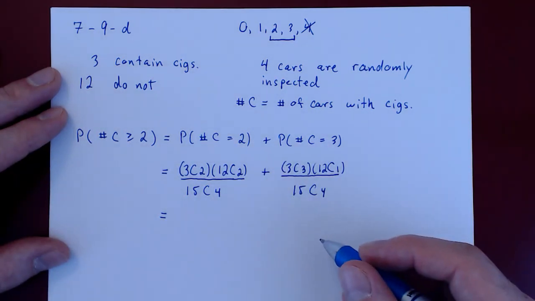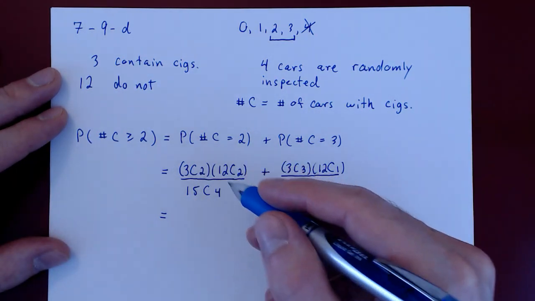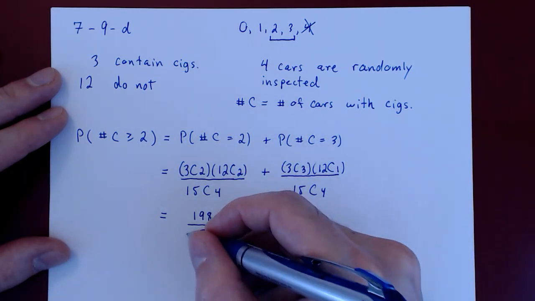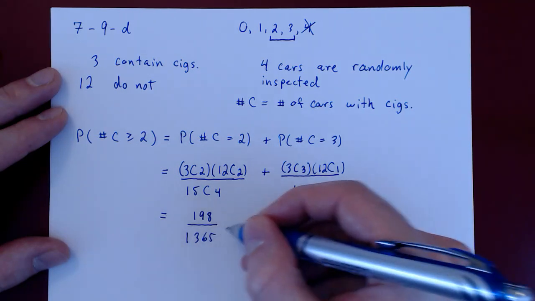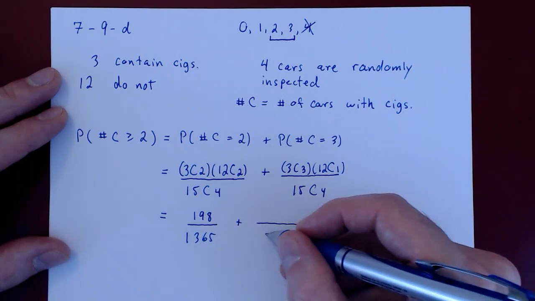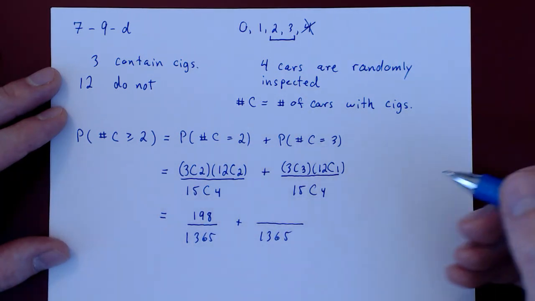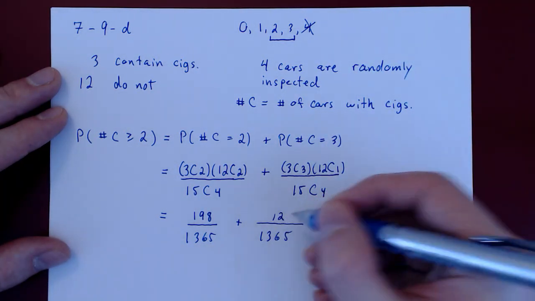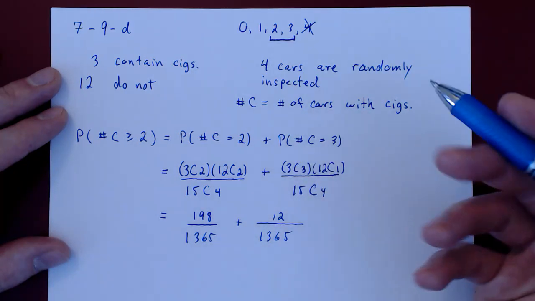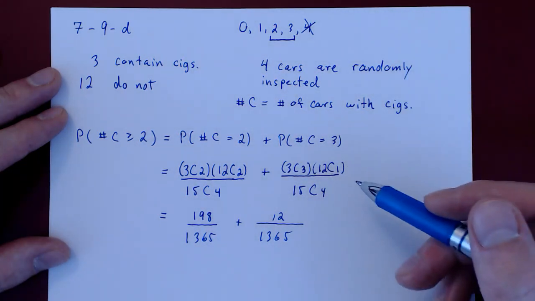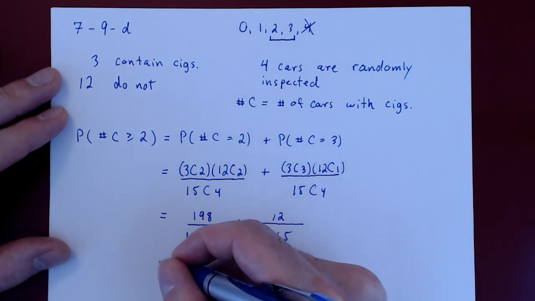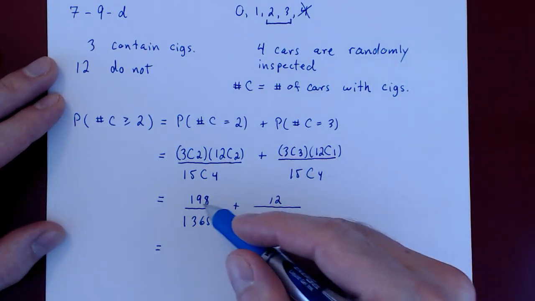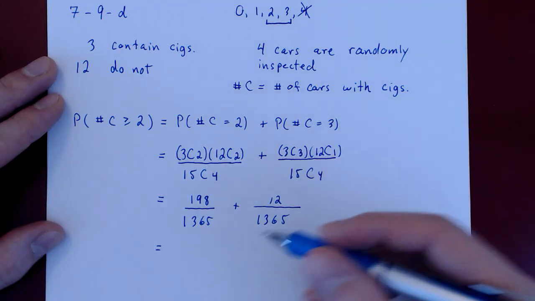If you use your calculator, the numerator will be 198 for the first fraction over 1,365, plus, of course, the same denominator for the second fraction. And the numerator, again, if you use your calculator, is simply 12. And this was obvious: 3 choose 3 is 1, 12 choose 1 is 12, so 12 times 1 is 12. This is a trivial addition: 198 plus 12 is 210.